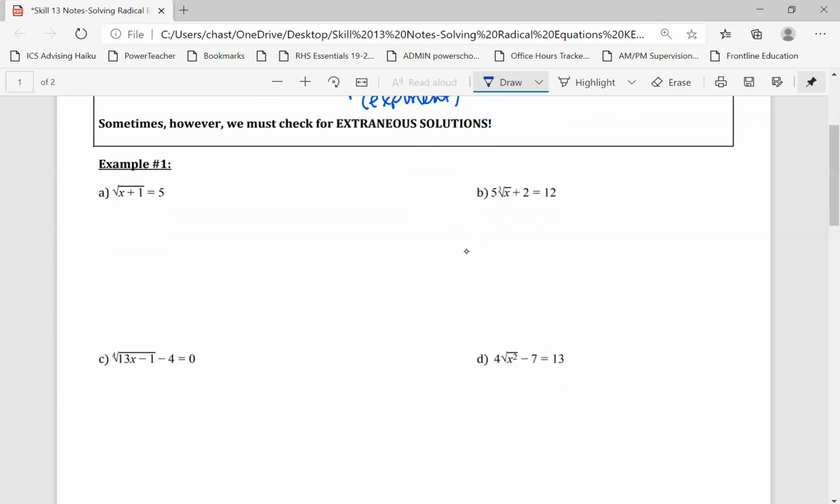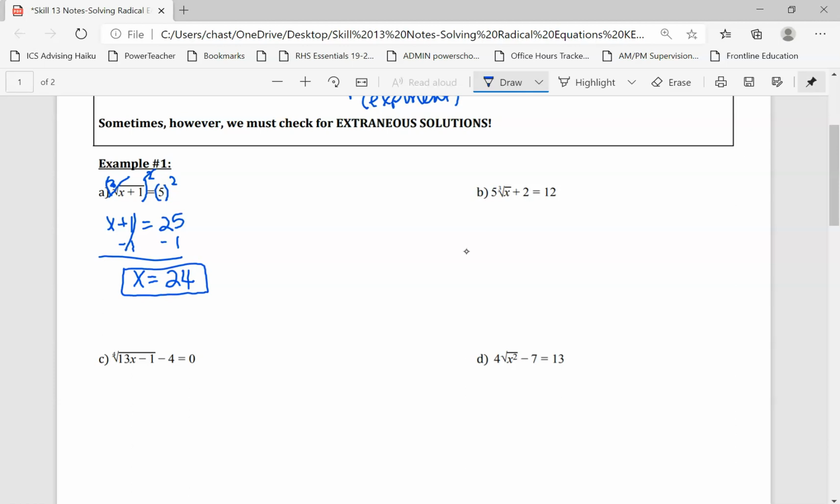All right, first one, this is an understood square root. It's a square root because it's got no index number, so we assume it to be 2. Whenever you have a square root, what you do is you square both sides. Square root cancels with squares, so we just get x plus 1. 5 squared is 25. Then it's just a first grade problem. And we get x equals 24.